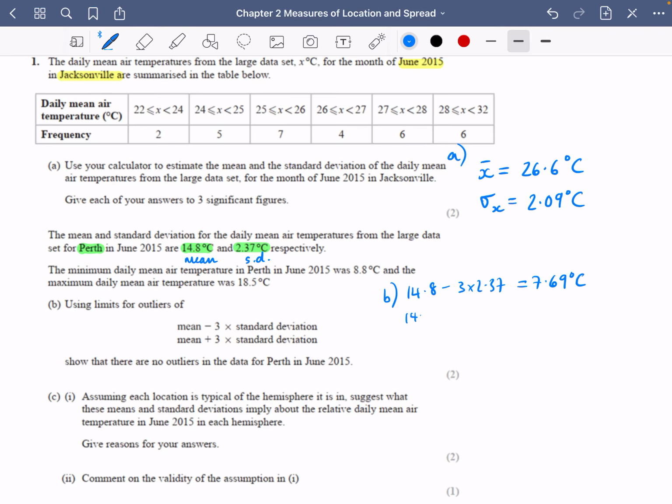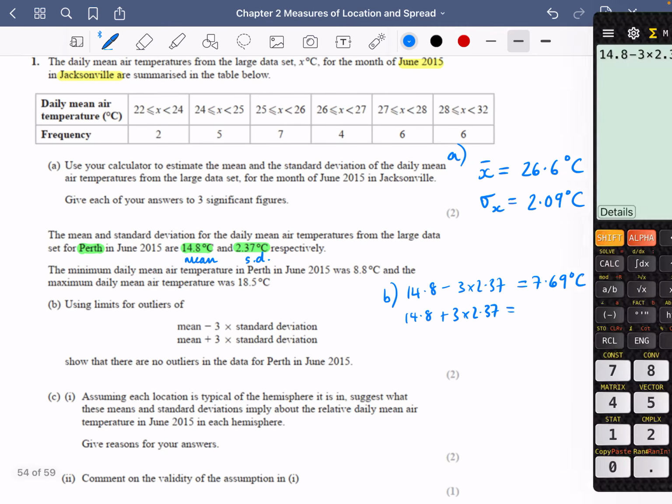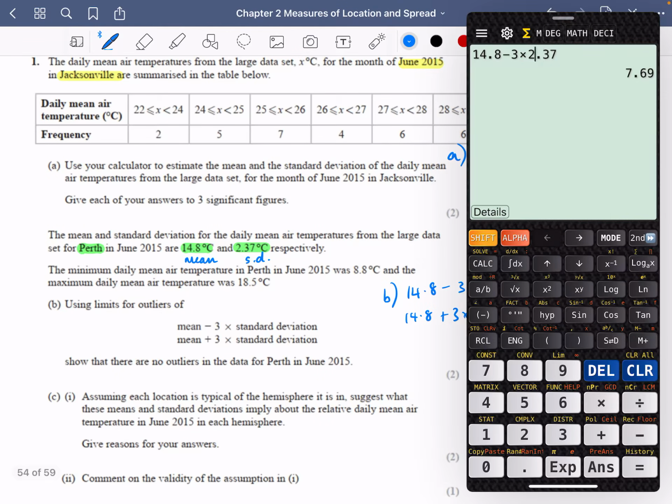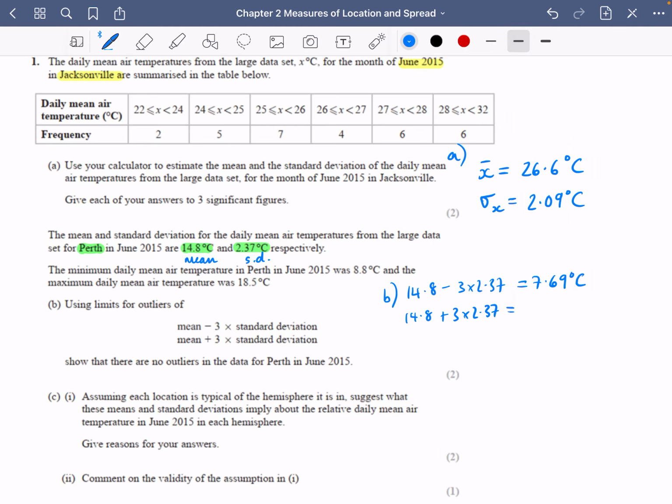And then the upper bound is the mean plus 3 times the standard deviation. So you can just go back here, change it to a plus. That's 21.91. And because the minimum was 8.8 and the maximum was 8.5, there are no outliers. So we just need to explain that.